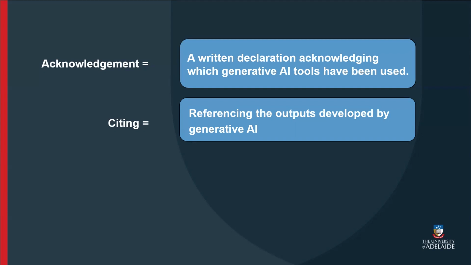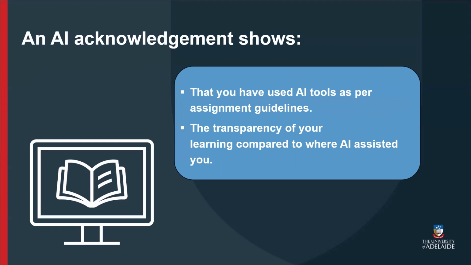Now, citation appears within the body of your work. It's a brief mention which shows where a specific idea, a quote, or data came from. For example, you might see in brackets Smith 2022 and so on. That's the difference between acknowledging and citing. So again, we're linking this to AI as much as possible, but these principles also apply to non-AI sources too.